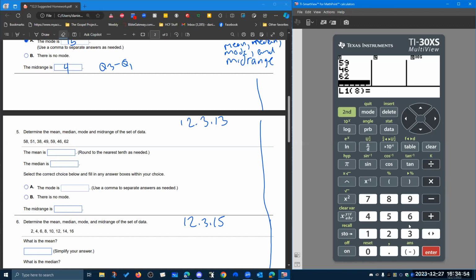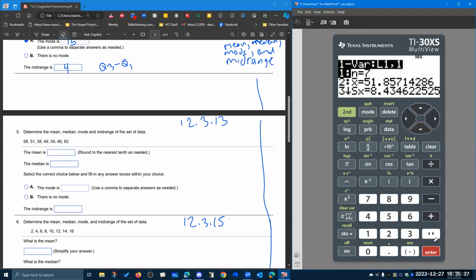Okay. So first thing, if I have a feature to sort my list of data on my calculator, which definitely is there on the 83/84 series, then I might want to do that. But I don't think that I have that on this calculator. I do not. So second stat, one variable statistics, and I'm going to calculate here.